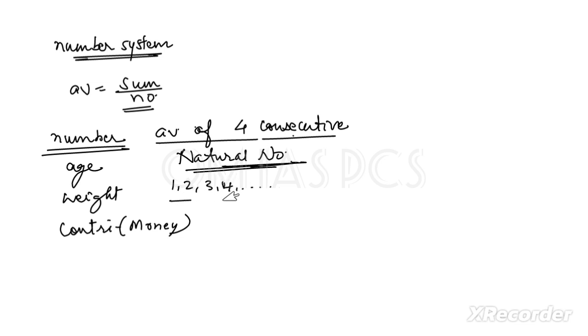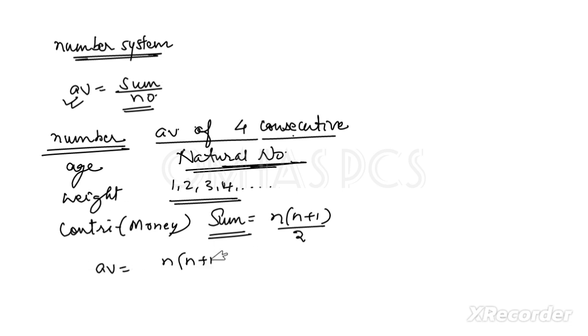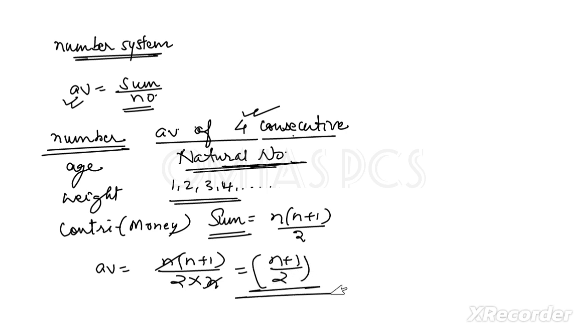I'm giving you the formula from the chapter AP, arithmetic progression. Right now we are not discussing arithmetic progression; we will discuss it in later videos. So here the formula is sum is equal to n into n plus 1 divided by 2. Just note it down. Now average is equal to sum divided by number, so we write average is equal to n into n plus 1 by 2, divided by the total number, n. So n will cancel out, and n plus 1 divided by 2 will be our general formula for the average of n consecutive natural numbers.